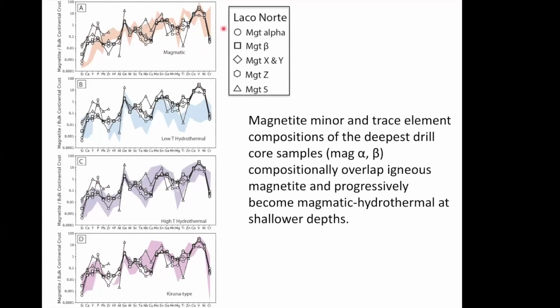And we see the same thing when we look again at the drill core samples. So the magnetite from the drill core in each of the ore bodies reflects a systematic increase in trace element abundances, and the trace element abundances overlap or are comparable to trace element abundances in magnetite from igneous and magmatic hydrothermal systems.